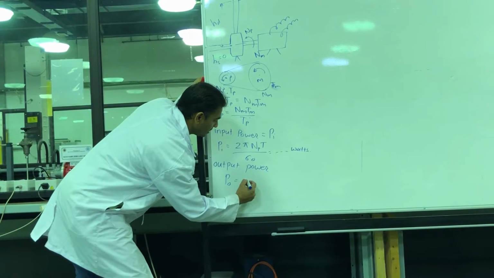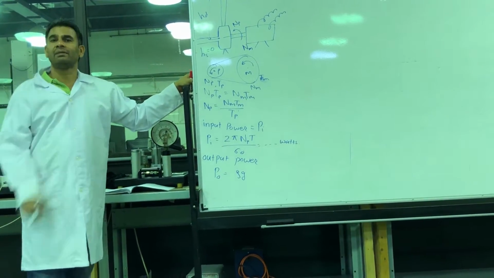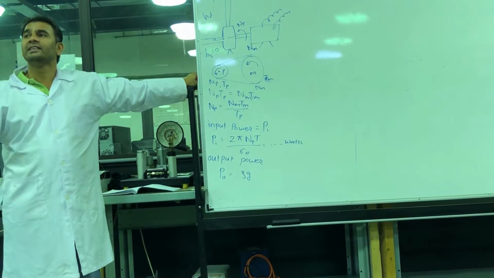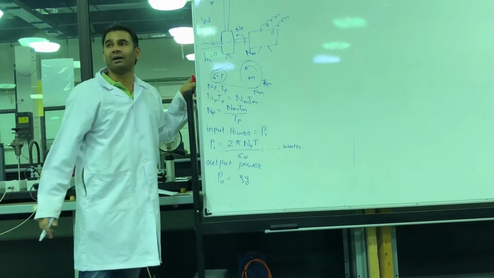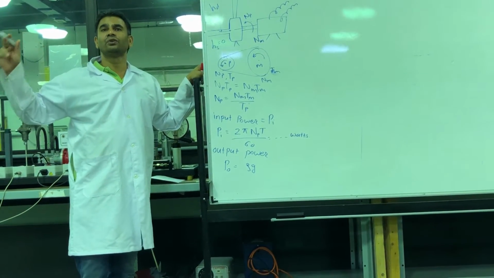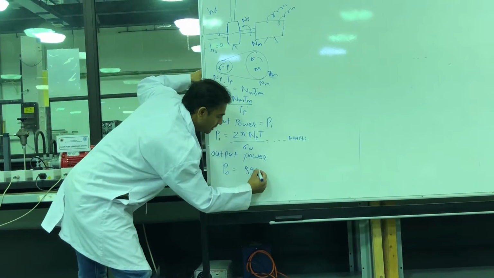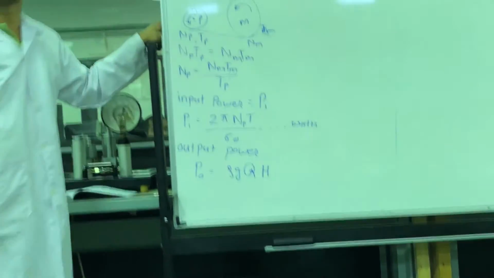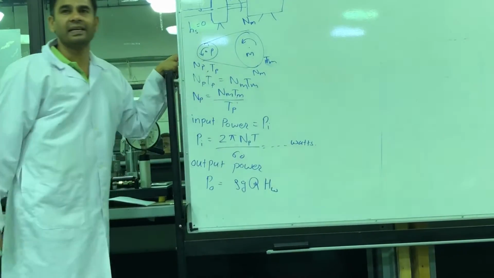This is rho g. Rho g means gamma. And what is the gamma for water? Density of water is 1000. Density into g is gamma, 9810 Newton per meter cube. So rho g means gamma into Q into H, the head produced by the motor. This is in water because water is flowing, so I will take HW.